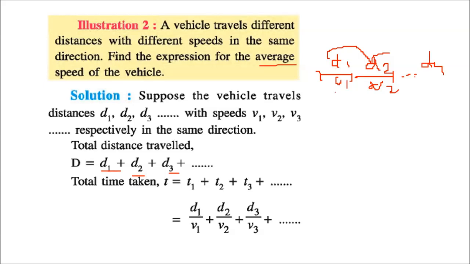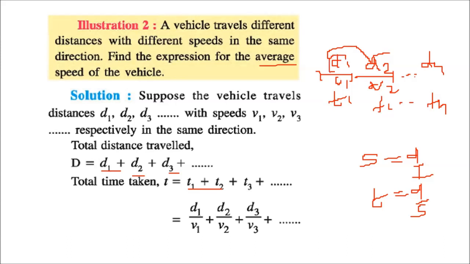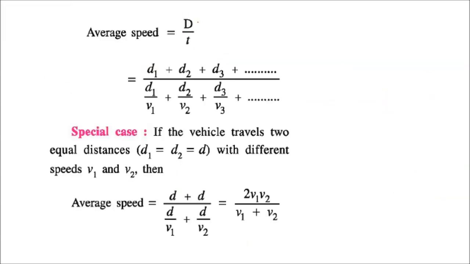Total time: t1, t2, till tn. So let us add the time. We know speed equals distance by time, that is, time equals distance by speed. So t1 will be d1 by v1, t2 will be d2 by v2, and so on. Average speed is what? Capital D by t. Capital D is simply the addition of all the distances, and the time we just found to be d1 by v1 plus d2 by v2 plus d3 by v3 till dn by vn.